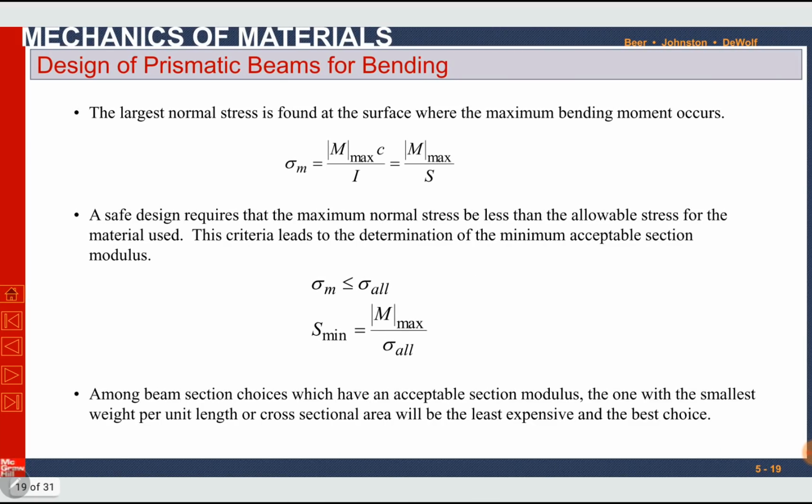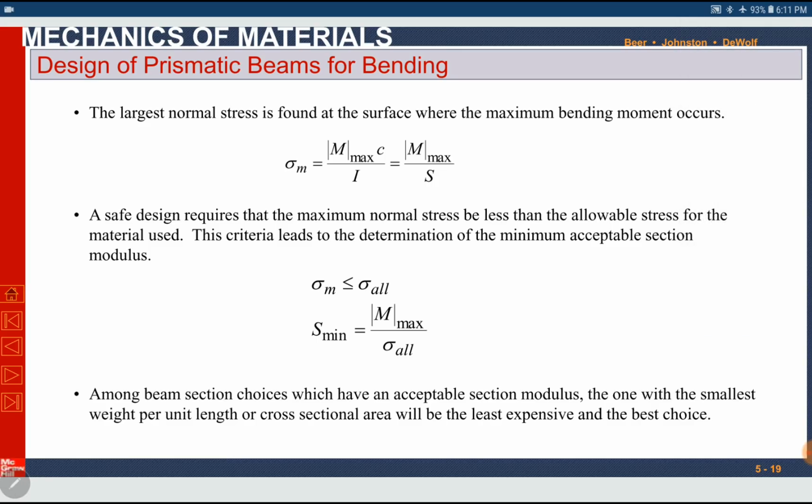We will move forward. The next topic is design of prismatic beams for bending. Previously, we know from chapter number 4 that the maximum normal stress is equal to Mc over I, or M over S. This expression. Here, if the moment is maximum, previously we didn't discuss maximum moment. We were only discussing the cross section of the beam. The moment does not depend upon the cross section. Now we have drawn the bending moment diagrams.